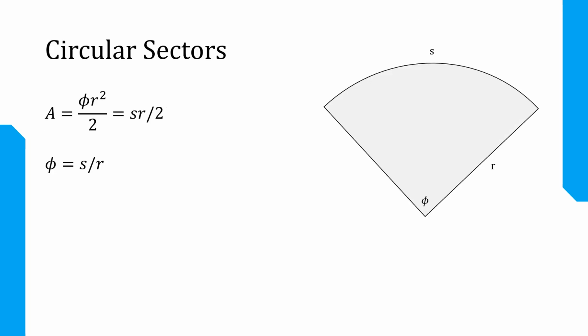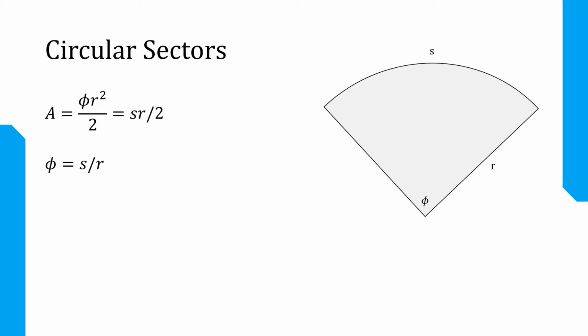A circular sector is a portion of a circle bounded by 2 radii and an arc, as shown in the schematic here. Between the 2 radii is a central angle, phi. To use the first equation to find the area of a circular sector when its radius r and either its central angle or the length of its arc s are known.